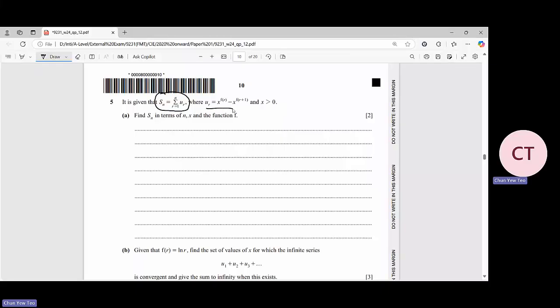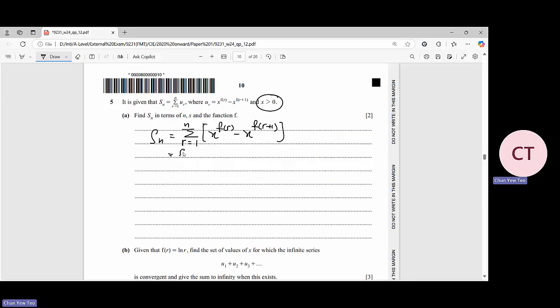Sn is defined such that Ur is equal to x^(fr) minus x^(fr+1), where x is positive. They want you to find Sn. So that means Sn is equal to this. Ur is given like this, so we just write it down: it will be x^(fr) minus x^(fr+1). So you just need to list it out.